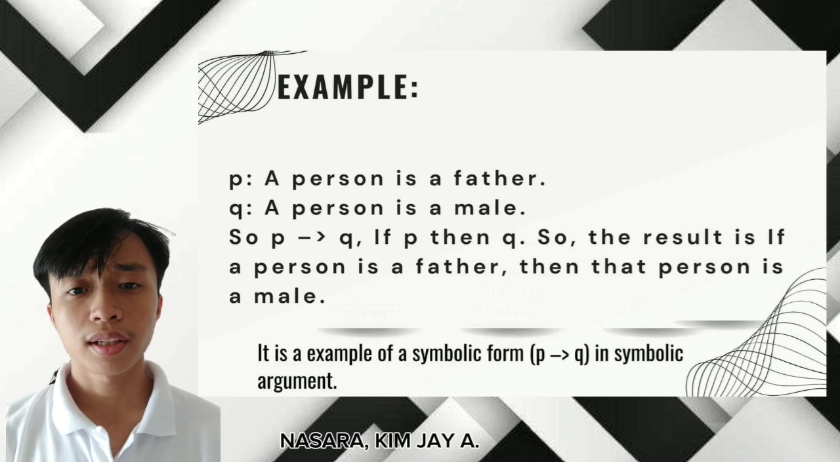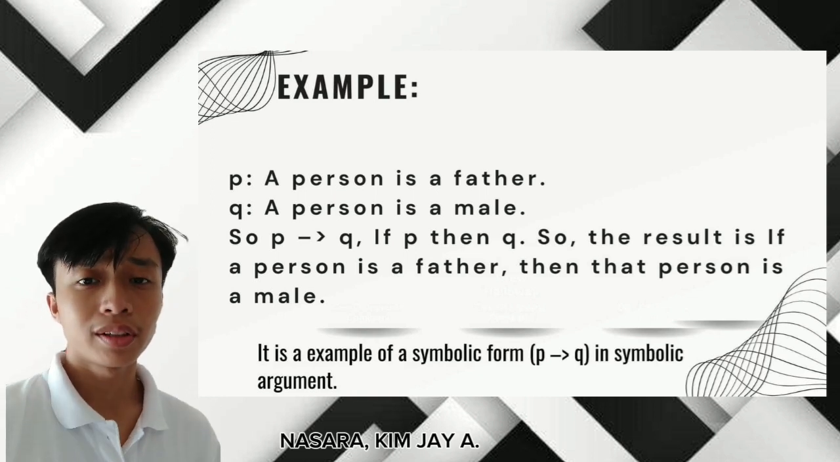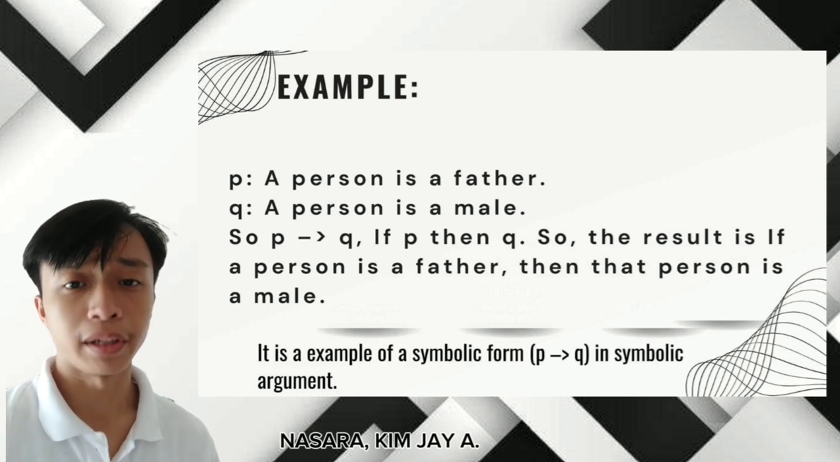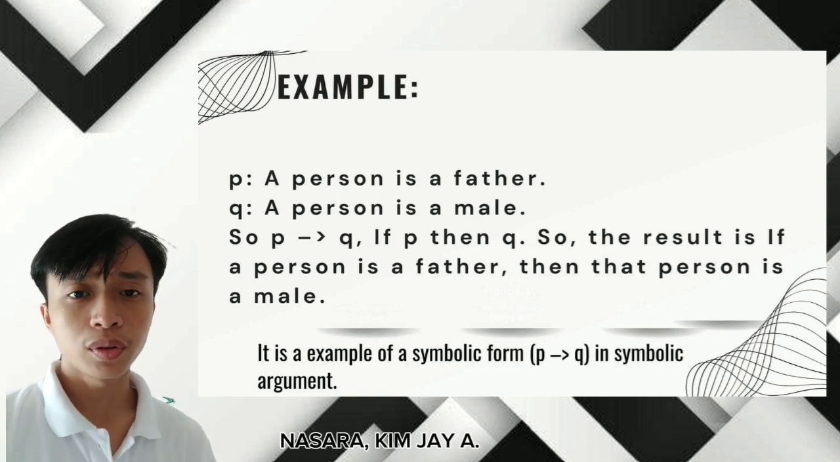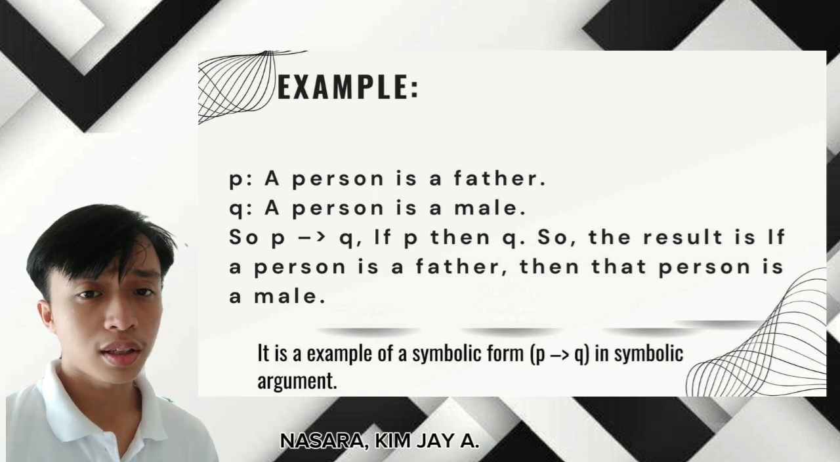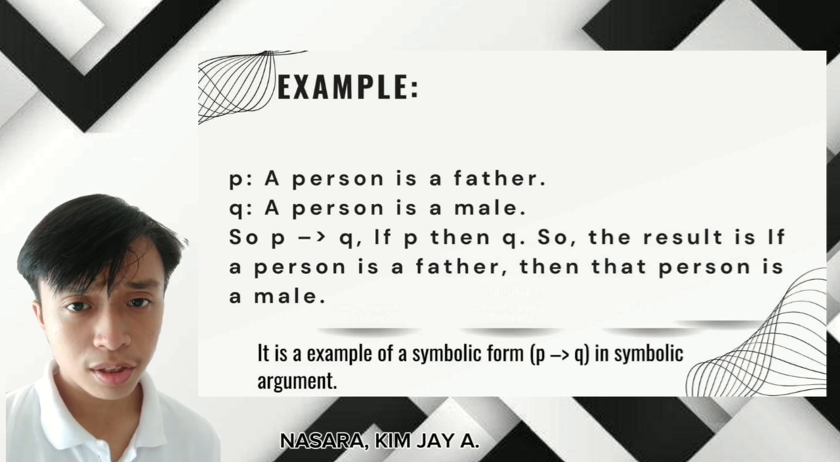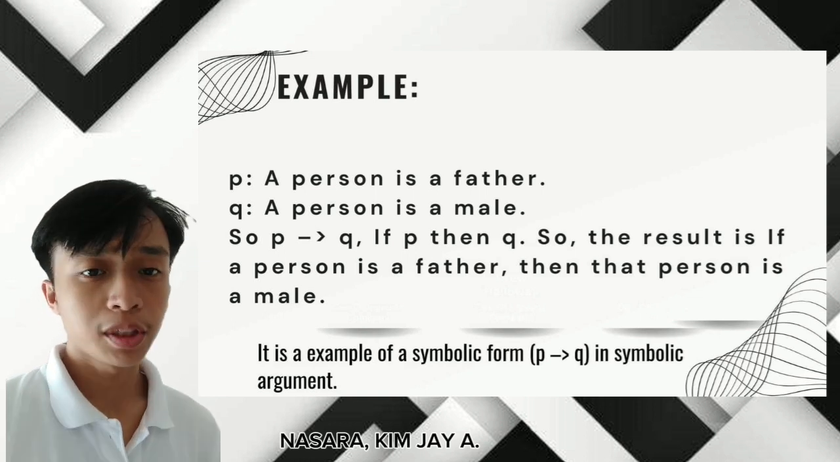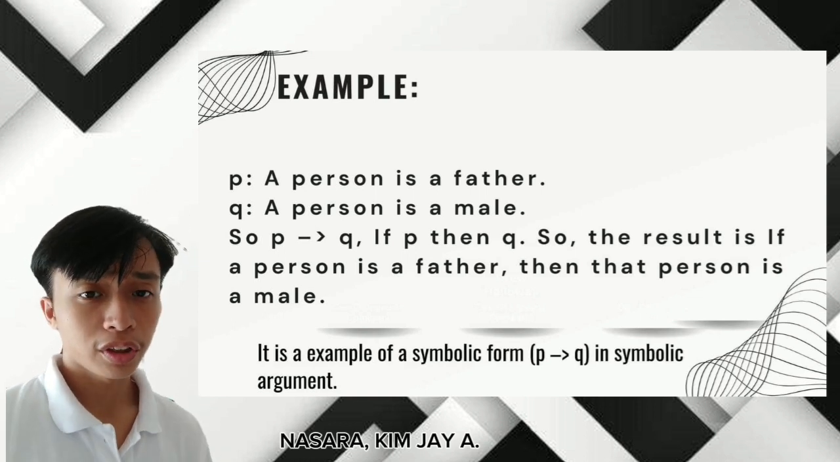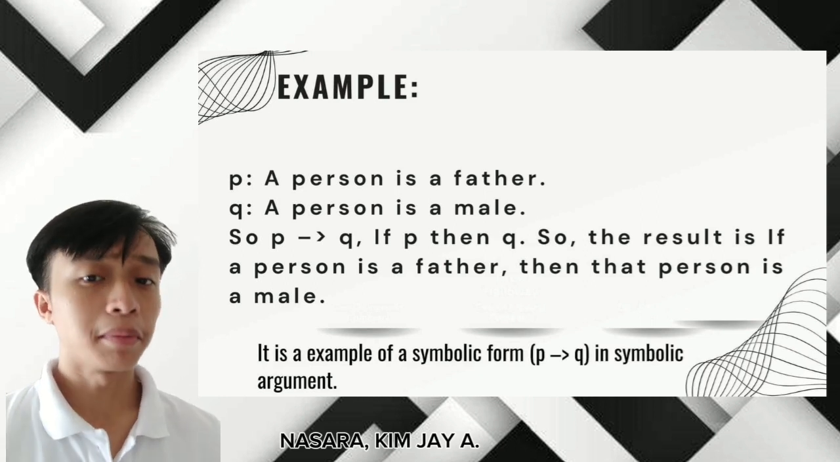So here's a simple example of this. Let P be "a person is a father" and Q be "a person is a male." The implication "if P then Q" is used to express a logical relationship. In this case, it suggests that if a person is a father, then the person is male. This is based on a general understanding that fathers are typically male. The logical connections help us draw conclusions about the relationship between being a father and being a male. Thank you, and that could be all.